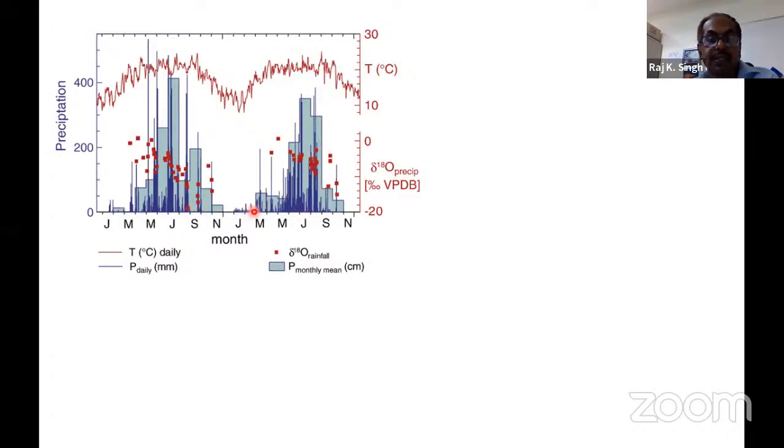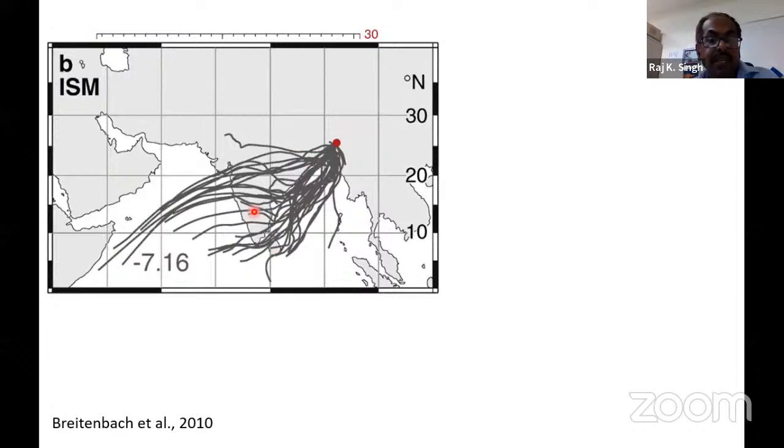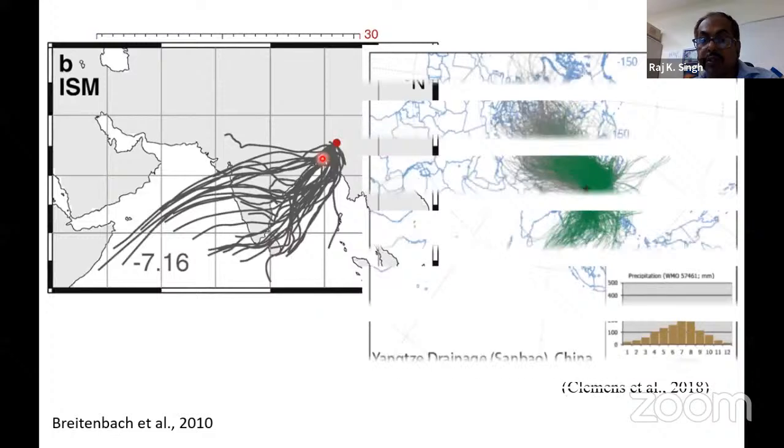And this is the season by Battenberg et al. They have suggested that for the Indian monsoon, the source is the Arabian Sea as well as the Bay of Bengal, as we know. During the ISM period, they are getting both as moisture sources.